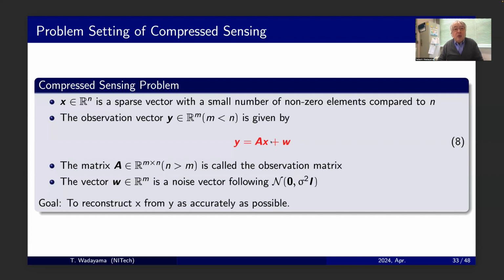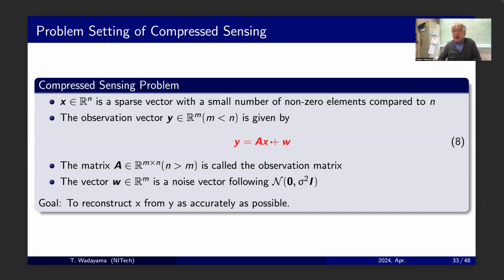The observation vector y is given by y equals Ax plus w. The matrix A is called the observation matrix or sensing matrix. The vector w is a noise vector. We here assume a Gaussian noise vector. The goal of the problem is to reconstruct x from y as accurately as possible. This is our aim. The problem is also referred to as a sparse signal recovery problem.